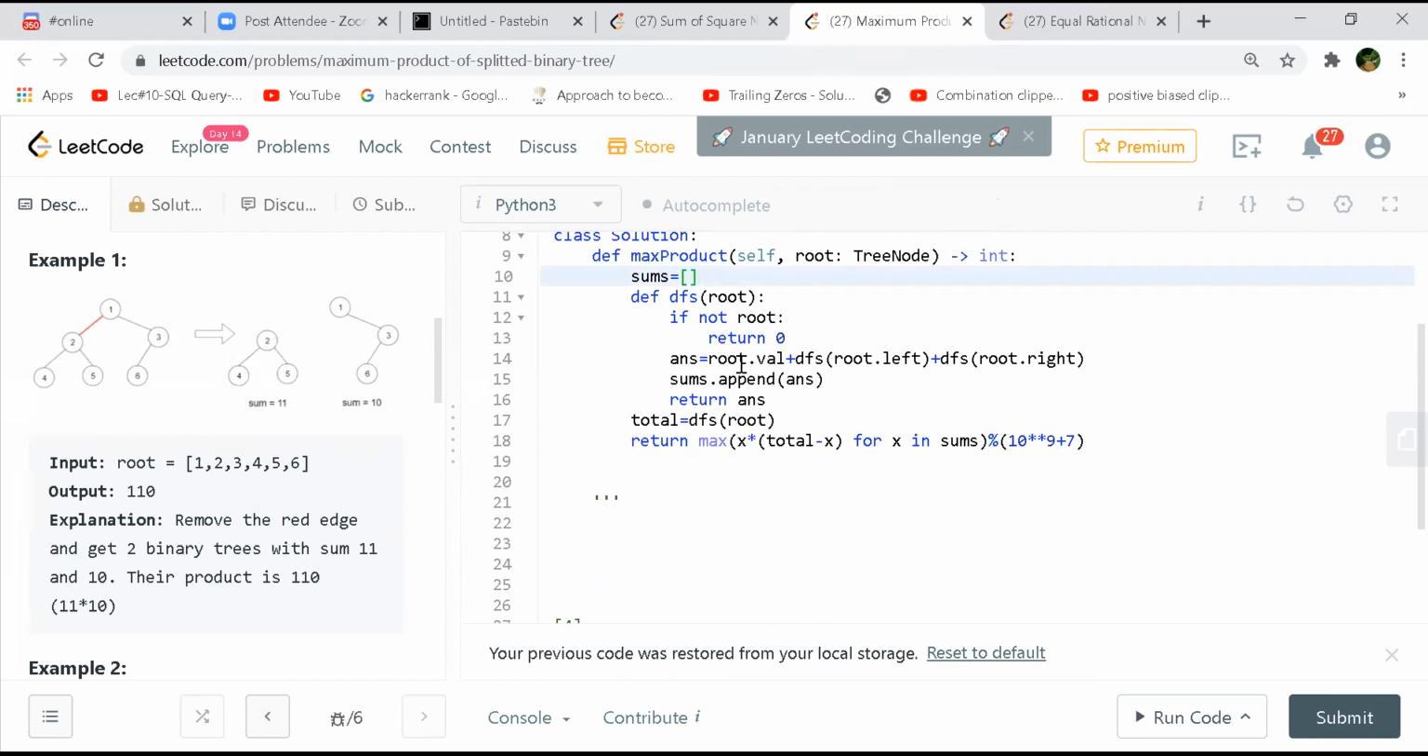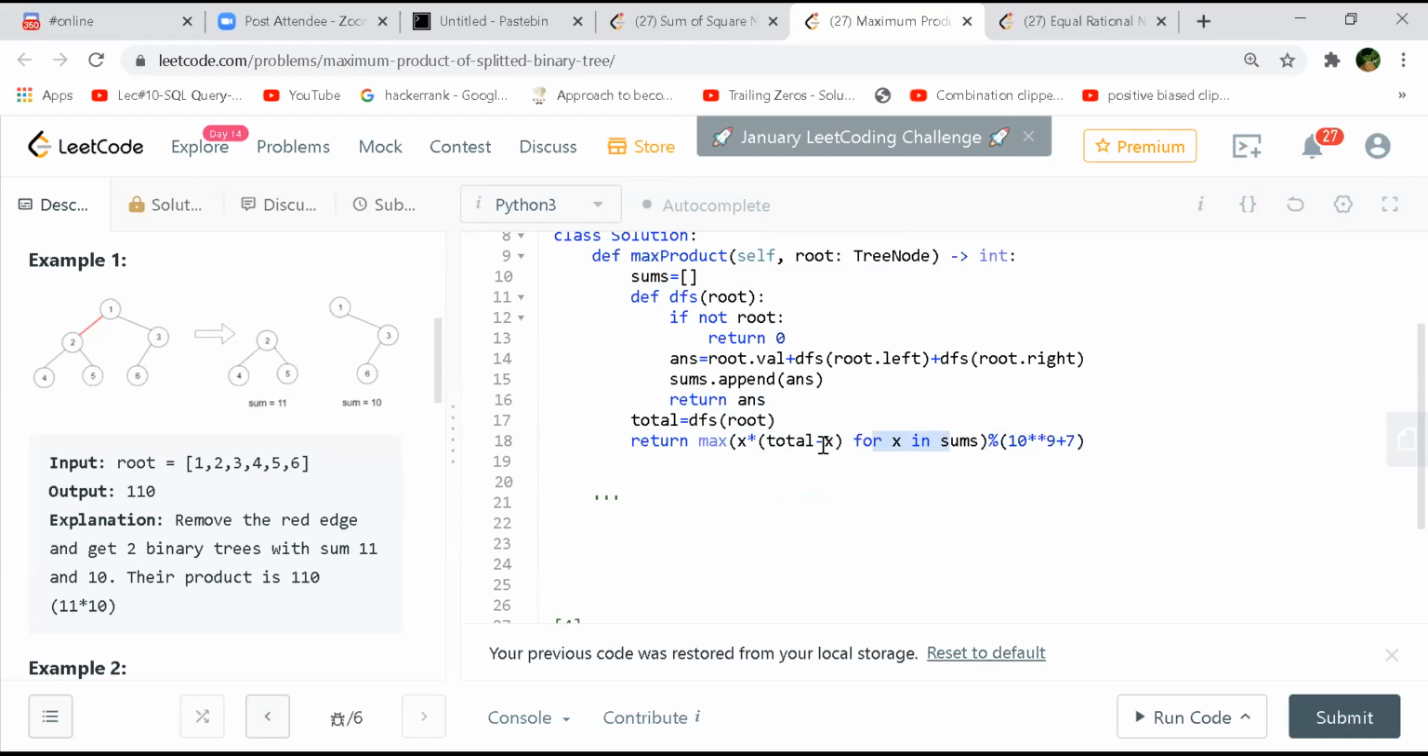And in my answer, the root will first explore left, right, and then the root, like post order kind of, right? Yeah, and appending it to this, and I'm returning the answer. Once I got the answer array, now I'll do this part. For every x in my sum, I'll just take x times total minus x, the complement.